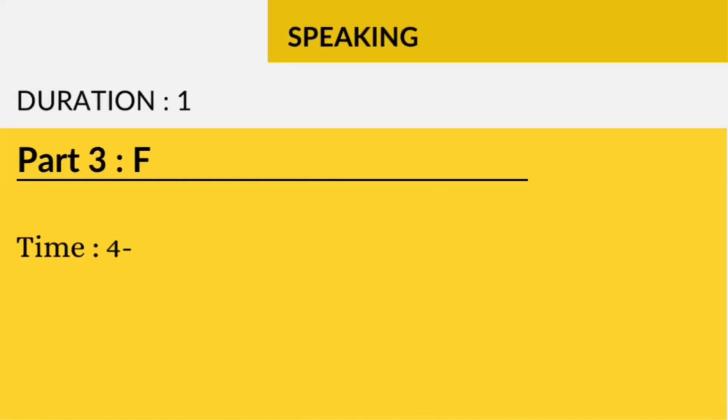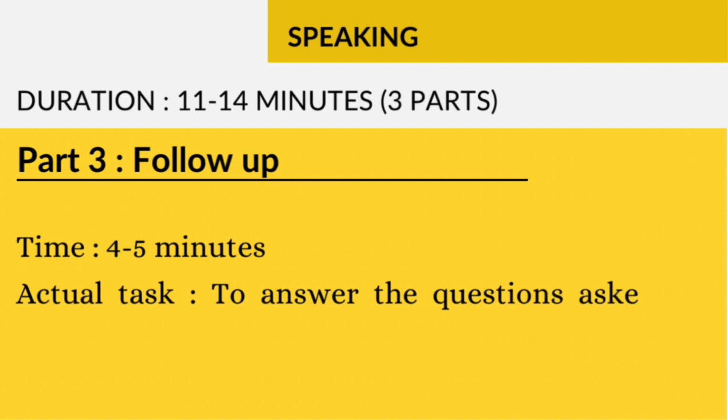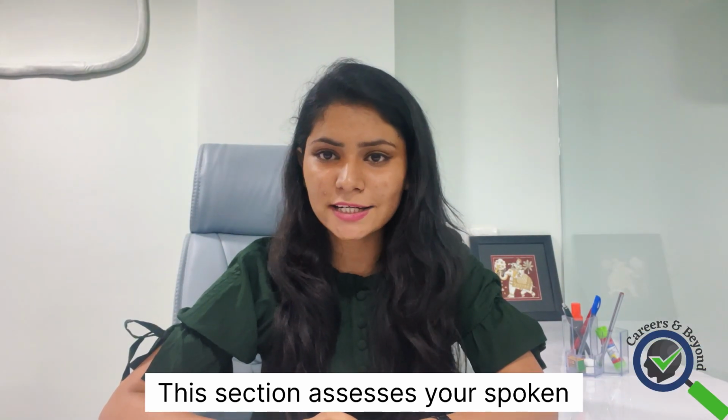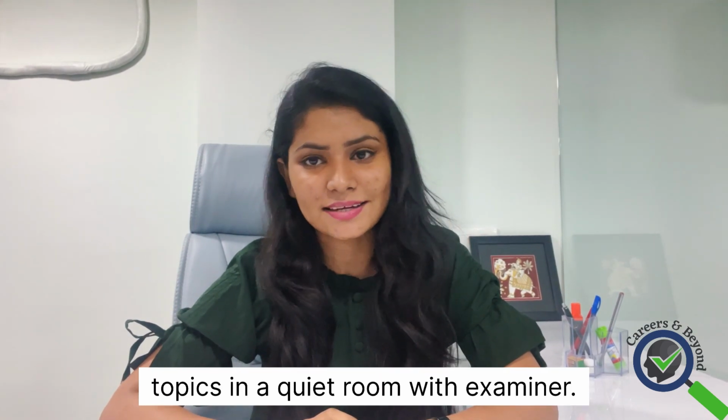Part 3 will be of 4 to 5 minutes. It will be a two-way discussion between the test taker and the examiner. The discussion will be on the topic provided in Part 2. The examiner may ask some more questions on the particular topic. This section assesses your spoken English skills by discussing various topics in a quiet room with the examiner.